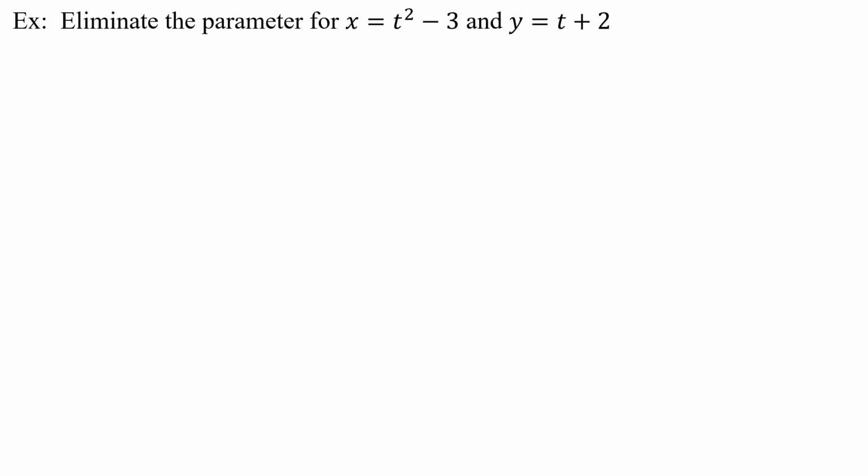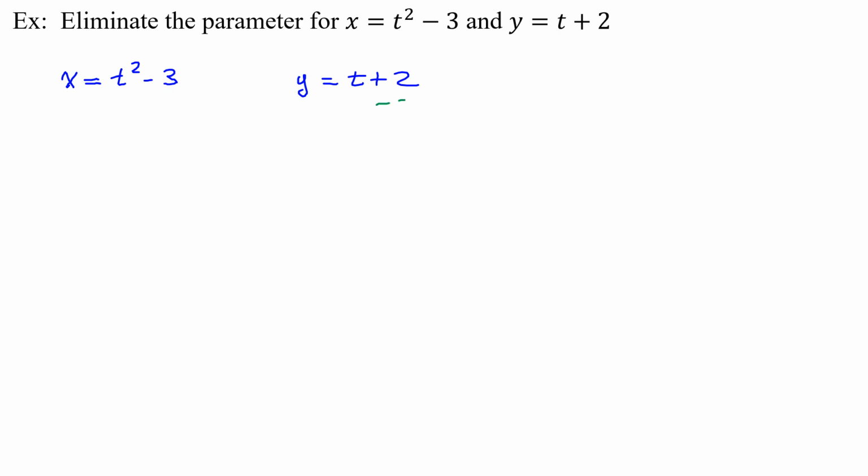So this says eliminate the parameter. We have x equals t squared minus 3, and y equals t plus 2. It does not matter which, but you want to solve one of those equations for t and plug it into the other one. Solving the y equation for t would be a lot easier than the x equation because of the squared on the t.